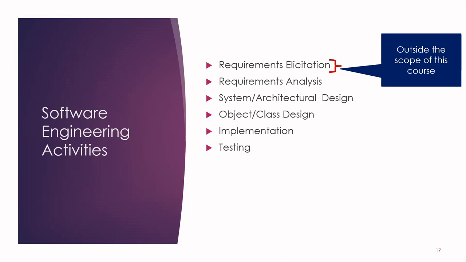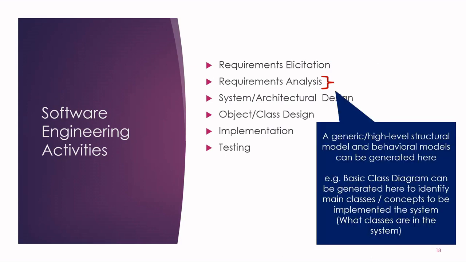Okay, so there are interviews and surveys and stuff like that. We're not gonna talk about that here, but the analysis part can be covered here. We can talk about it a little bit. So in the analysis part, when you know what is needed, you need to start modeling it, and at this stage you can use a high-level class diagram or high-level activity diagram in order to model a high-level structure and a high-level sequence of events or activities.